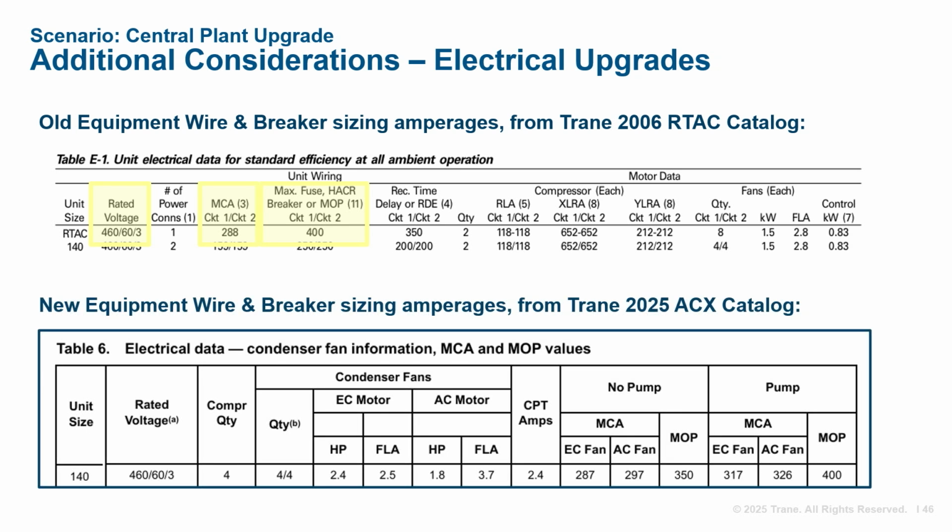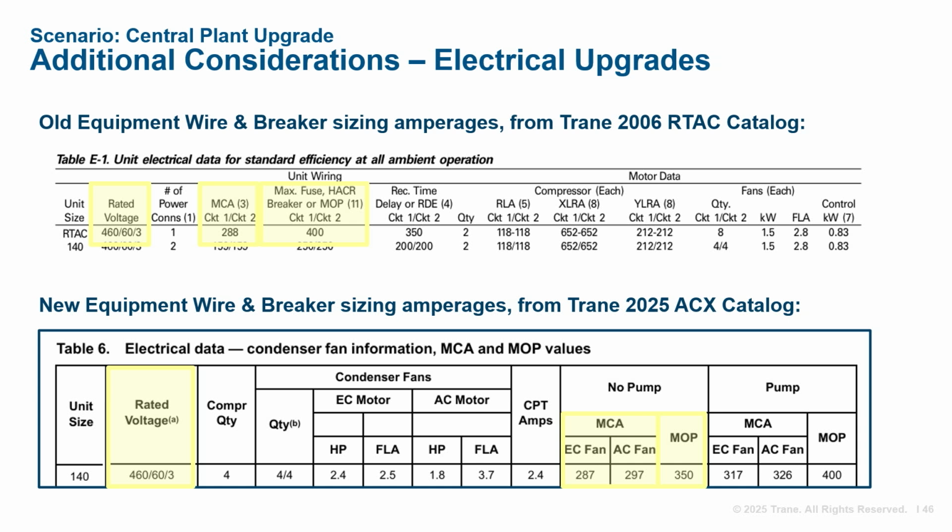The new equipment are two 140-ton Trane ACX air-to-water heat pumps. The rated voltage is the same as our existing equipment, and because we do not have a pump package included and are using electronically commutated fans, the MCA allows us to use the same size wiring as the old equipment. The MOP is actually lower in this case, 350 amps compared to 400.